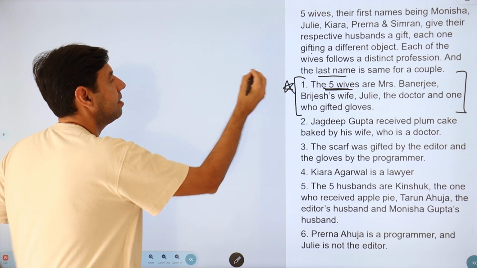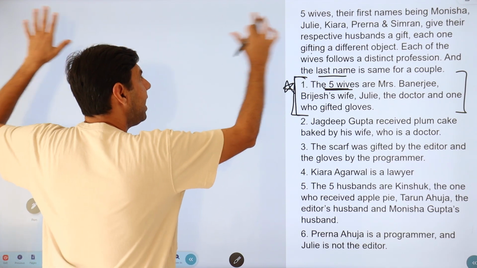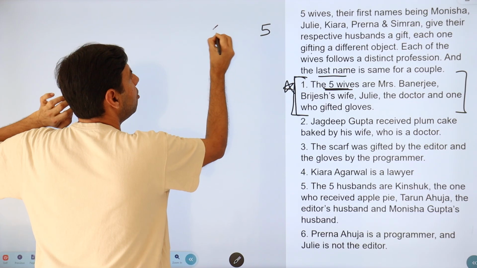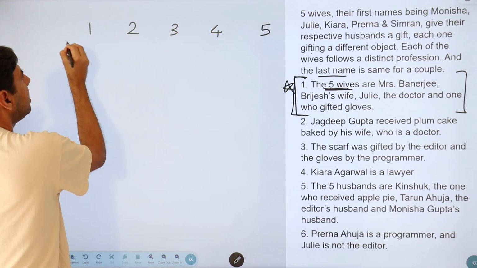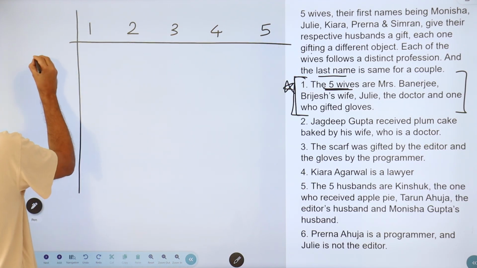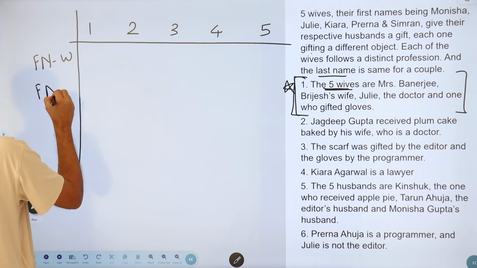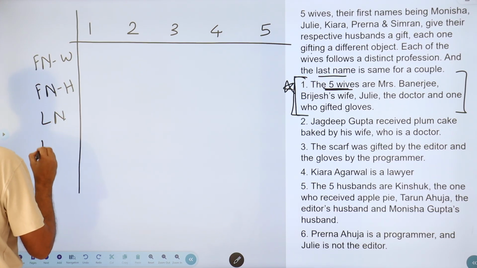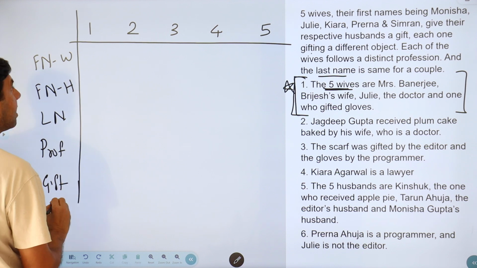In this set, if such data comes in, the best way to handle it is to take those 5 different individuals. I'll just give them a heading 5, 4, 3, 2, 1. So these are the 5 individuals, and I know the first names of the wives, the first name of the husbands, the last name, the profession of the wife, and the gift. So this is the grid.